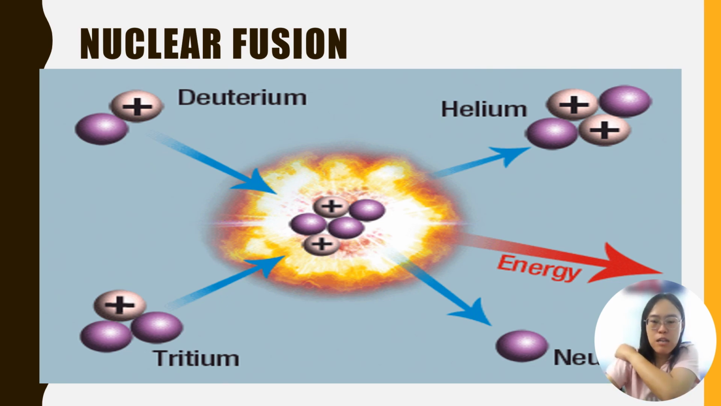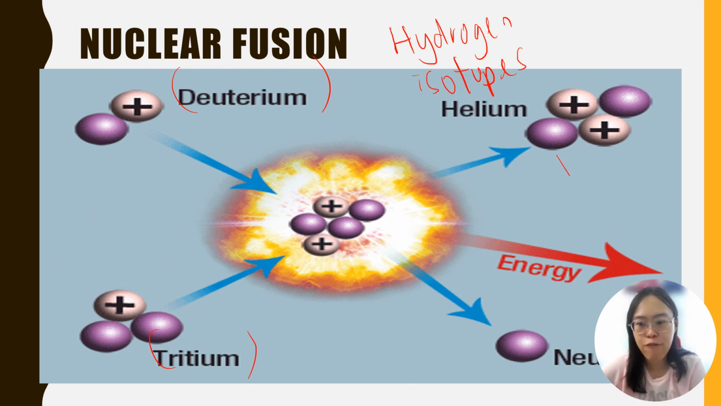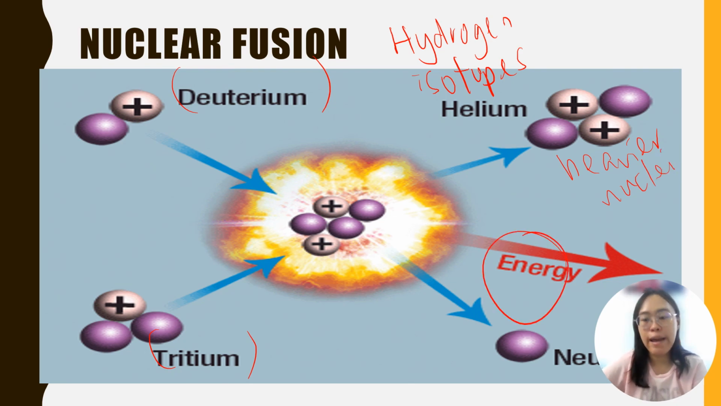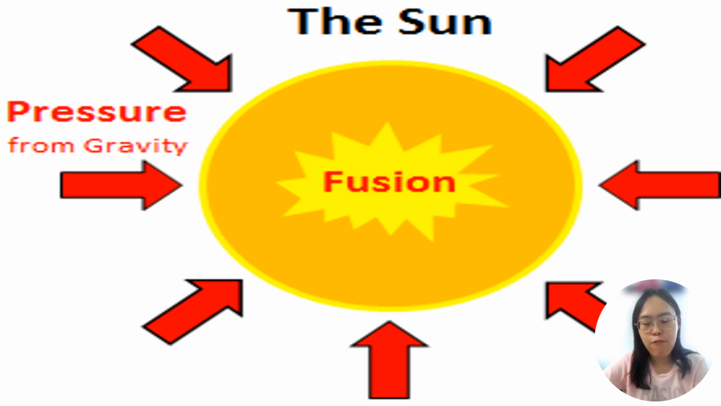Okay, so an example of a radioactive substance that undergoes nuclear fusion is the hydrogen isotopes. Just now it was uranium, now it is hydrogen. So deuterium and tritium will fuse together to produce helium, which is the heavier nucleus, at the same time producing nuclear energy. Okay, so this is what I just explained to you.